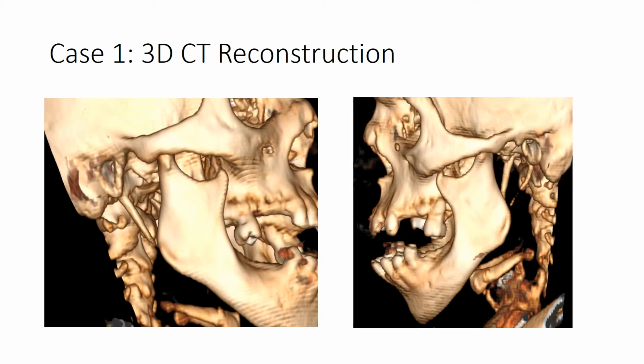This is the same case shown in 3D reconstructions. You can see that the condyle right here is again anterior to the articular eminence and not within the glenoid fossa here. Same on the other side.